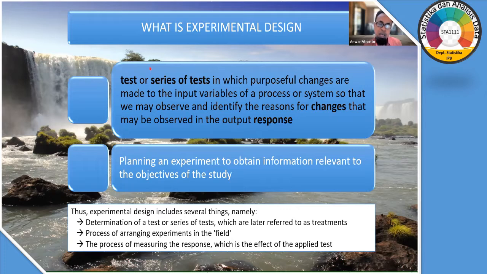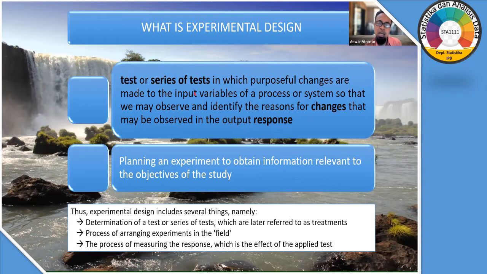So it means it is a test or series of tests on the input variables, and then there is a process. Input variables are perhaps something that we can control. They can be related to the experimental object, or to the treatment that we want to apply. And then, of course, there is a process. Here we do something on the process, and then we will see the output.